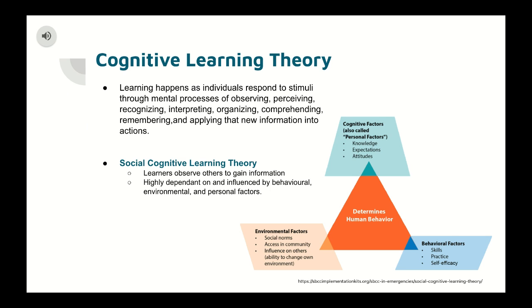Cognitive learning theory states that learning happens as individuals respond to stimuli through the mental processes listed below in this definition. More specifically, social cognitive learning theory states that individuals observe those around them to gain information, model the behavior from those observations, taking in the situational context, and then apply what has been learned into their own actions. This type of learning is affected by behavioral, environmental, and cognitive factors, so it is individual for each learner.